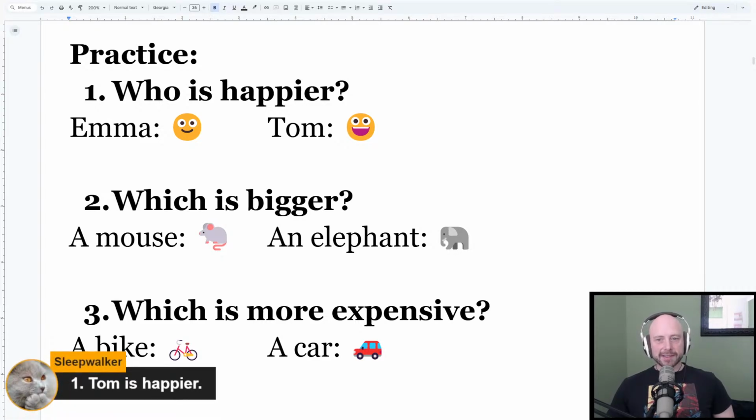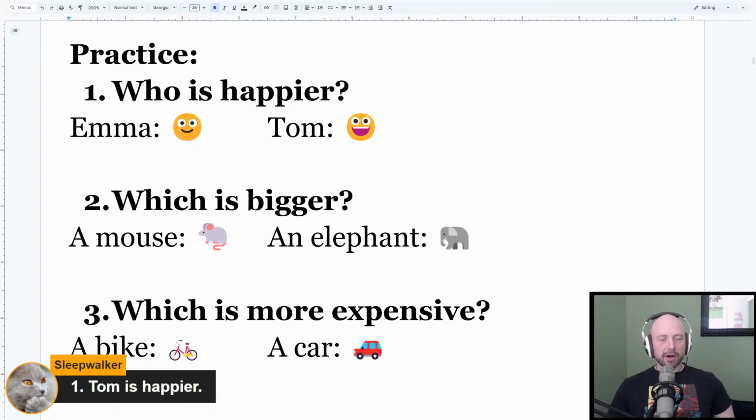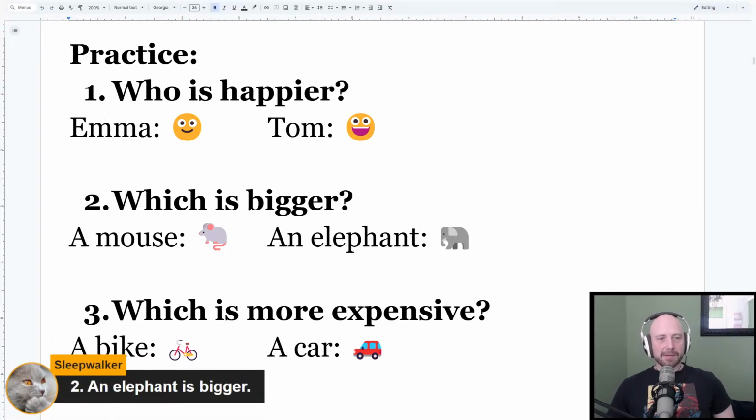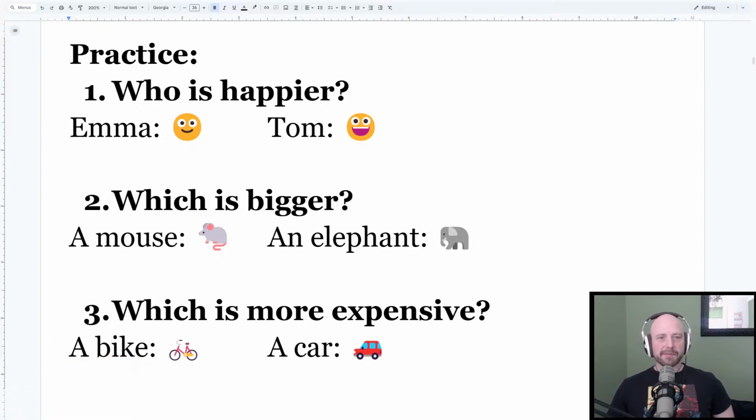We can answer in full sentences if you want, like Sleepwalker has said, Tom is happier. That's fine. But it is perfectly okay just to say Tom if you want. An elephant is bigger than a mouse. Very good. What about number three? What is more expensive? Is it a bike or a car? Car is more expensive. Fantastic.